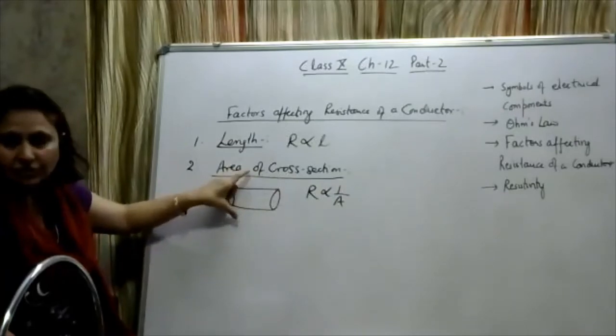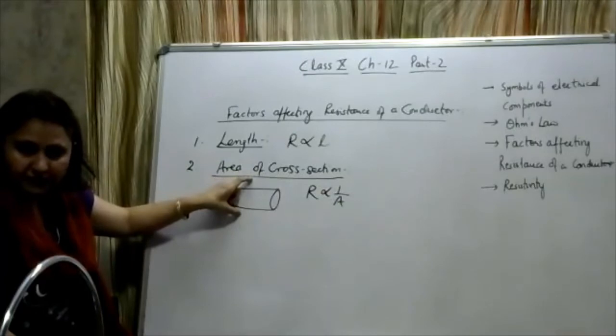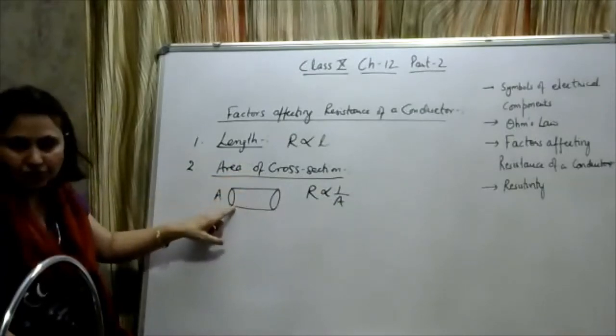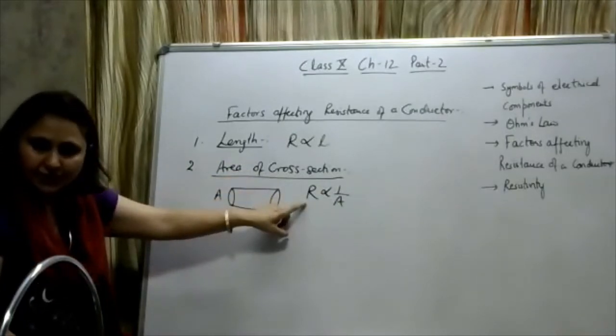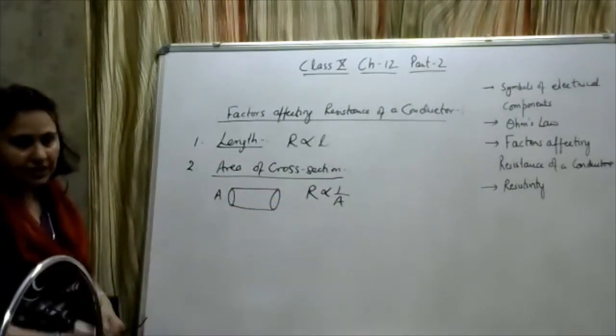Increasing the cross sectional area means making the wire thicker. So for a thick wire, the cross sectional area is more and its resistance will be less. So the resistance is inversely proportional to the cross sectional area.